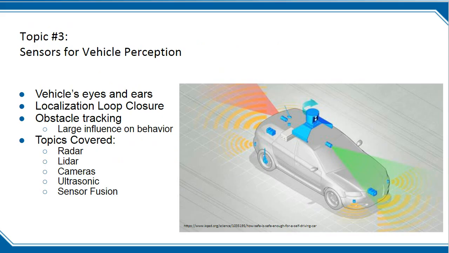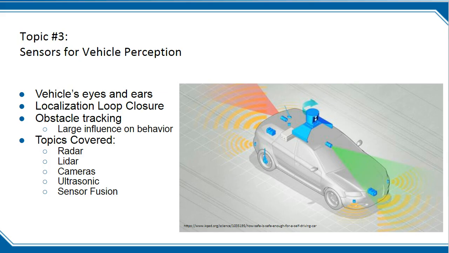Finally, I talk about sensors for vehicle perception, and this is typically what people think of when they think of sensors for autonomous vehicles. The inertial measurements don't get some of the press and the glory that things like LiDAR and radar and cameras do. They're both very important, and they have extremely important functions in a self-driving car.